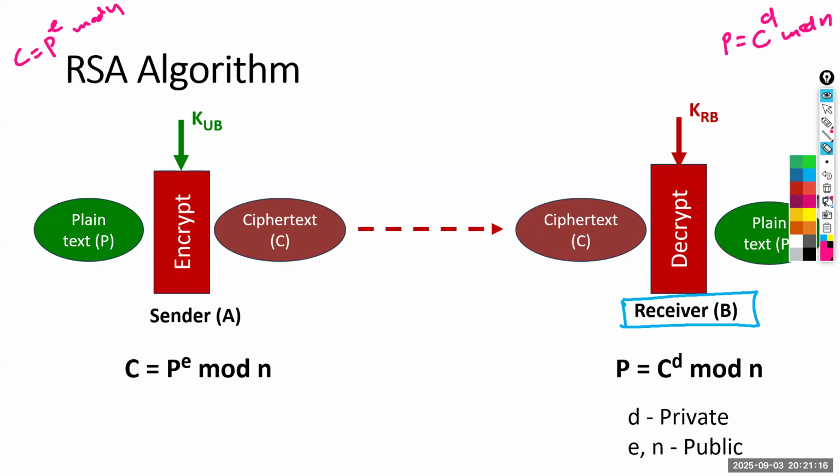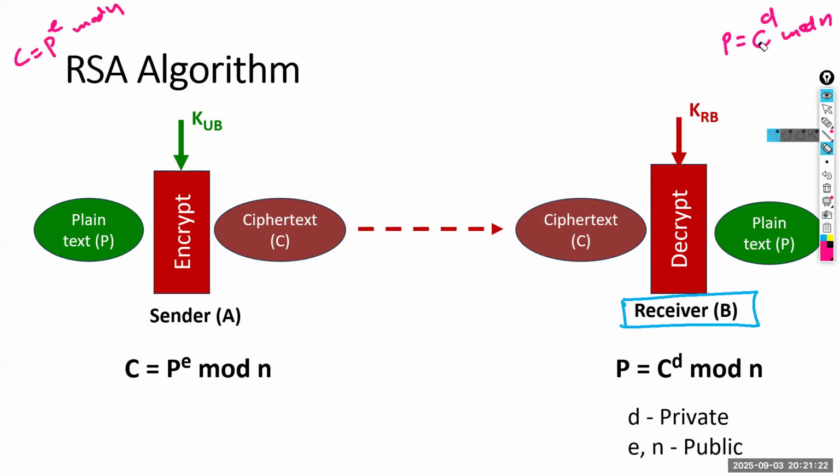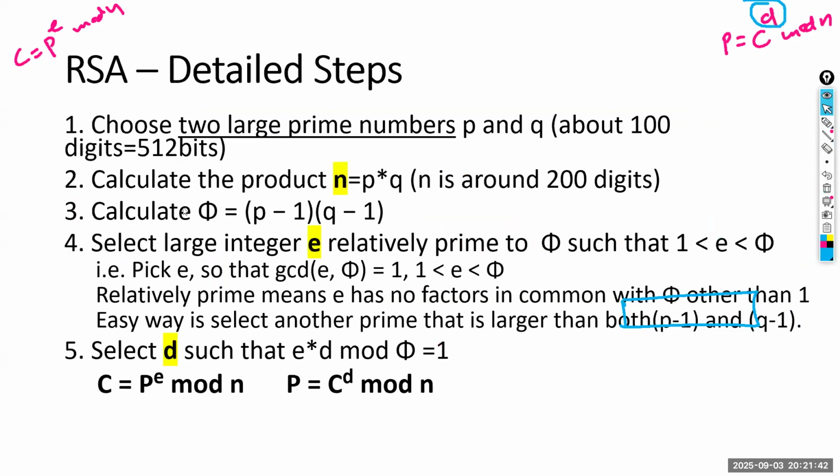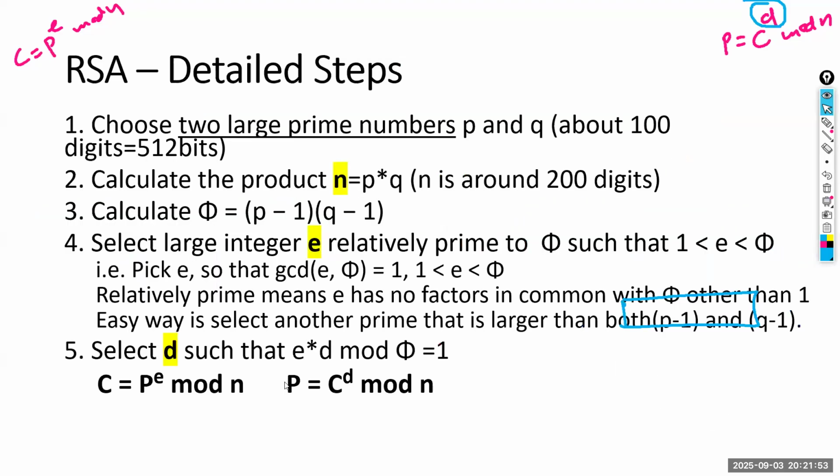Right. So your private key is D. Your private key is D. So this is your private key. Right. So how do you find these D, E, and N values? There's a specific approach. This is something again you need to understand. This is how you do it.